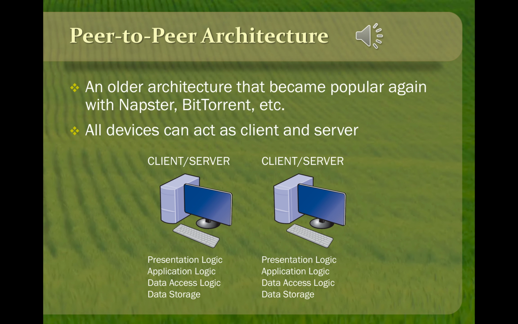So what that means is all devices can act as a client and all devices can act as a server. And if any of you worked with Napster and remember it, you could actually see people connecting to your machines, and you could see yourself connecting to their machines. They had machine statistics involving speed and such. In a peer-to-peer architecture, the presentation logic, application logic, data access logic, and data storage logic exist on all machines, and they're all treated as clients and servers.